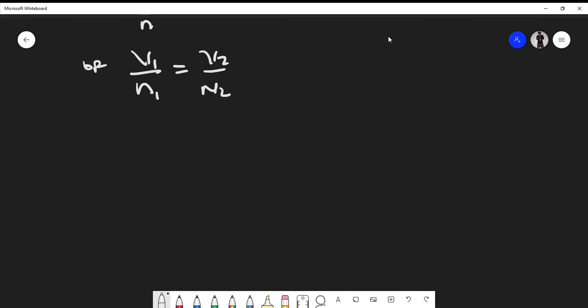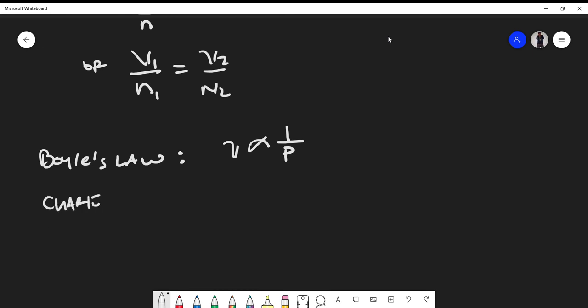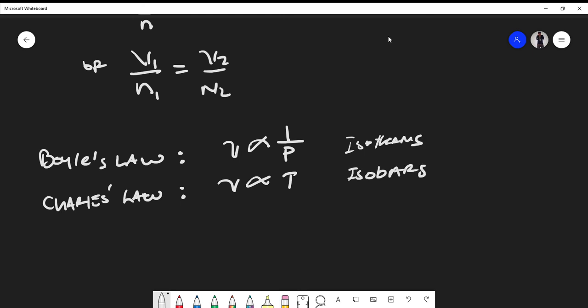Right? So to recap the laws that we talked about, we said that for Boyle's law the volume is proportional to 1 over P. So that means as we increase the volume, the pressure decreases. When we spoke about Charles' law, we said that the volume is proportional to the temperature, right? And we spoke about isotherms with respect to Boyle's law. We spoke about isobars with respect to Charles' law.